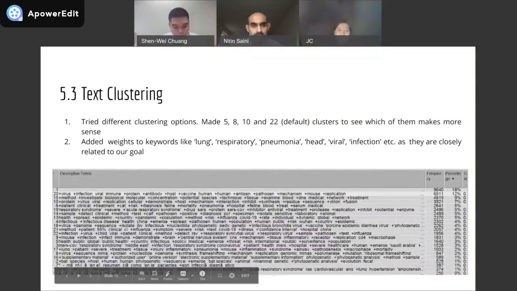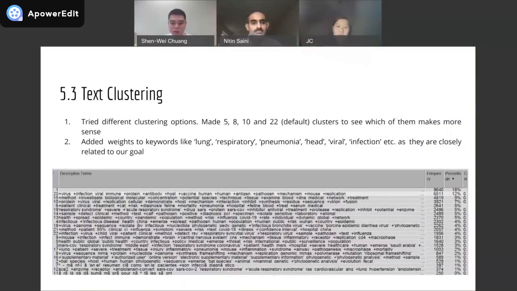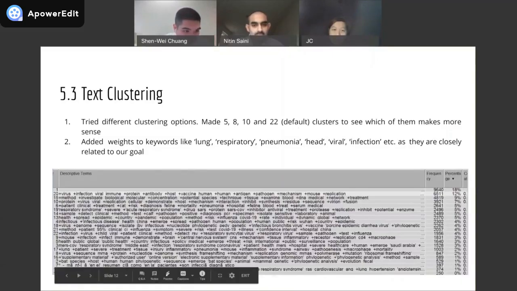Okay, so we tried different maximum cluster numbers, and the result told us 22, the default created by SAS, is the best one, which gave us more meaningful clusters. For example, cluster 2 over here, bat, species, human, emerge, species, mammal, something like that, is talking about the origin of the virus.